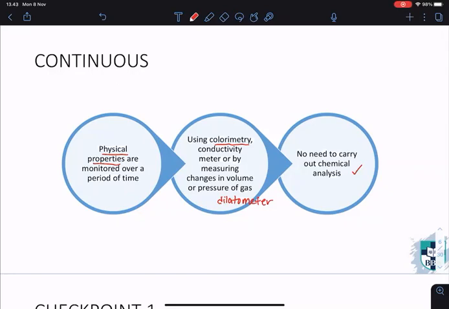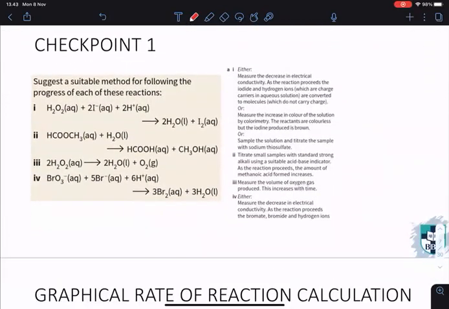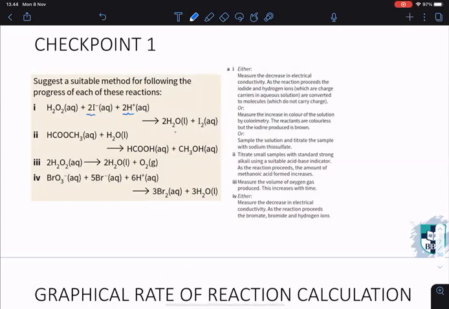When do we use sampling? When do we use continuous? You have to decide. That is very important. So here, if you look at checkpoint number 1, they are asking you to suggest a possible suitable method for following the progress of each of these reactions. If I want to follow the progress of these reactions, what do I need to do? First, look at the equation. The moment I see this equation, I do see ions, and on the other side I don't see any ions. So first of all, maybe I can think about electrical conductivity, because electrical conductivity is going to decrease as ions are used up. So I can use electrical conductivity.